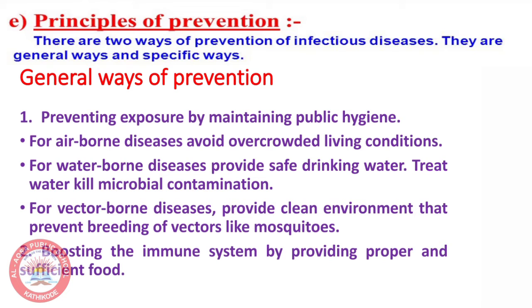The next general way of preventing diseases or exposure to microbes is by boosting our immune system. As we know, our immune system plays an important role in fighting off the microbes. And to have a strong immune system, it is important that we have proper and sufficient food. So, availability of proper and sufficient food will help in building a strong immune system, which in turn will help us to fight against diseases.